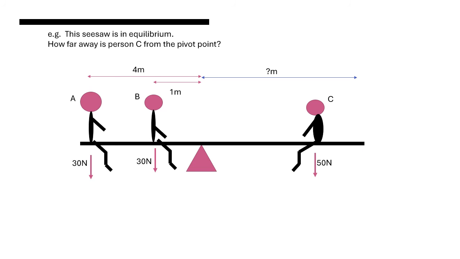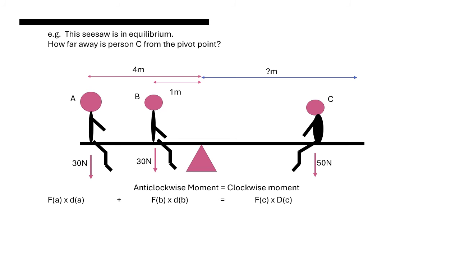In this example, we have 3 people on a seesaw, and this seesaw is in equilibrium. How far away is person C from the pivot point? So if it's in equilibrium, we know the anti-clockwise moment must be equal to the clockwise moment. This means that the force times the distance from the pivot of person A plus the force times the distance from the pivot of person B must be equal to the force times the distance from the pivot of person C.